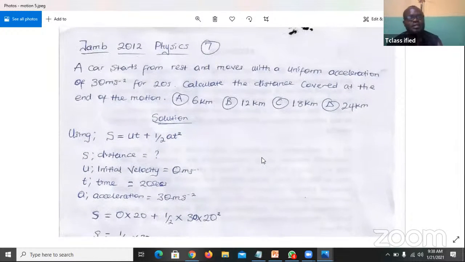So you can see that in these problems, we've been able to use the 3 equations: V equals U plus AT, V squared equals U squared plus 2AS, and S equals UT plus half AT squared. Those 3 basic equations of motion, use them to solve the problem and answer the theoretical questions.